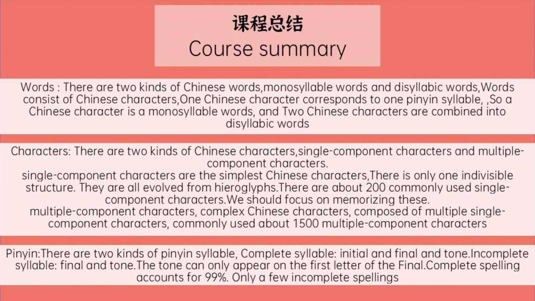Pinyin. There are two kinds of Pinyin syllable. Complete syllable, initial and final and tone. Incomplete syllable, final and tone. The tone can only appear on the first letter of the final. Complete spelling accounts for 99%. Only a few incomplete spellings.